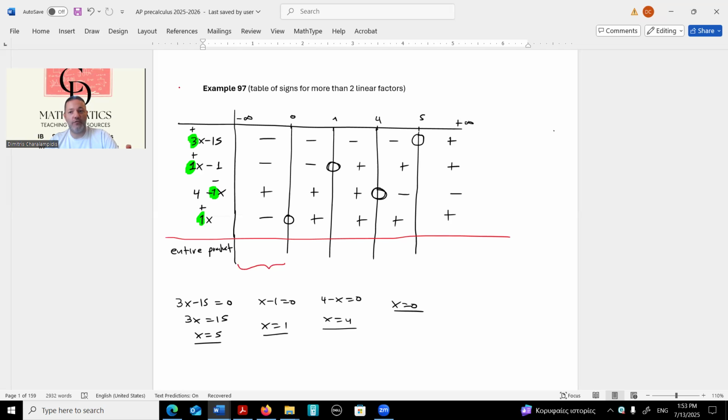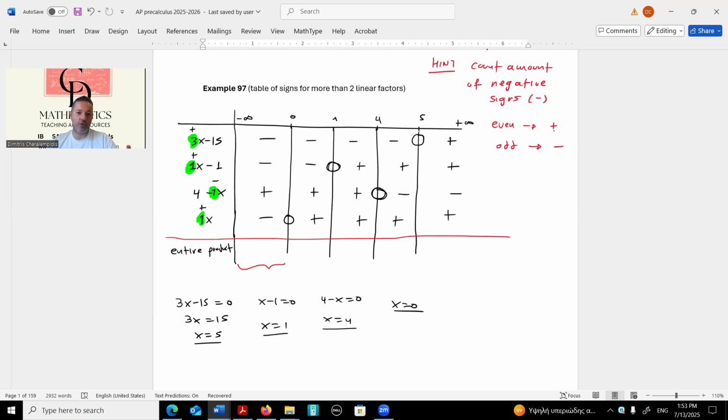Instead, I offer you a better way. Just count the amount of negative signs. Let me write that hint somewhere here. Count the amount of negative signs. If it's even, the final product will be positive. If it's odd, then the final product will be negative.